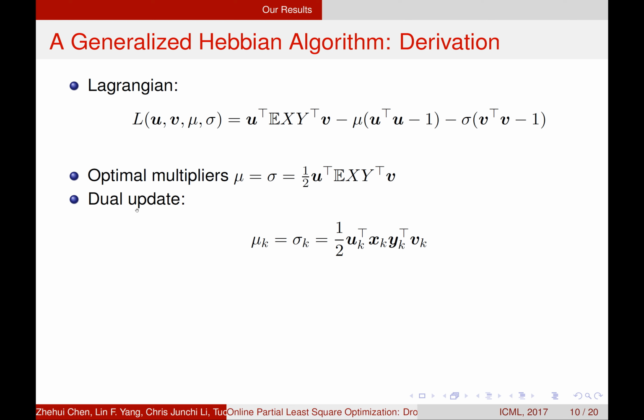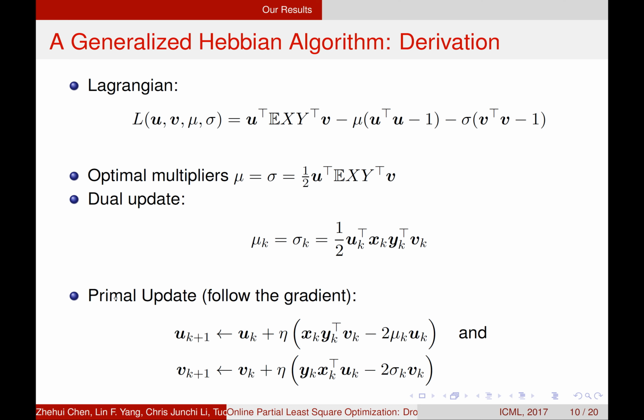We take the dual update as follows: u_k equal to sigma_k, and replace the expectation over x and y by x_k, y_k. So our primal update is following the gradient of the Lagrangian. We then plug in this u_k and y_k into the gradient, and this just gives our algorithm. That's primal-free, dual-free. So why does this algorithm work?